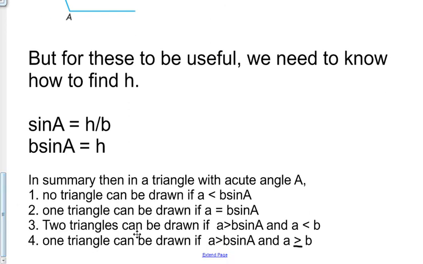So in summary then, in a triangle with acute angle A, no triangle can be drawn if A is less than B sine A. One triangle can be drawn if A is equal to B sine A. Two triangles can be drawn if A is greater than B sine A and A is less than B. And one triangle can be drawn if A is greater than B sine A and A is greater than or equal to B.